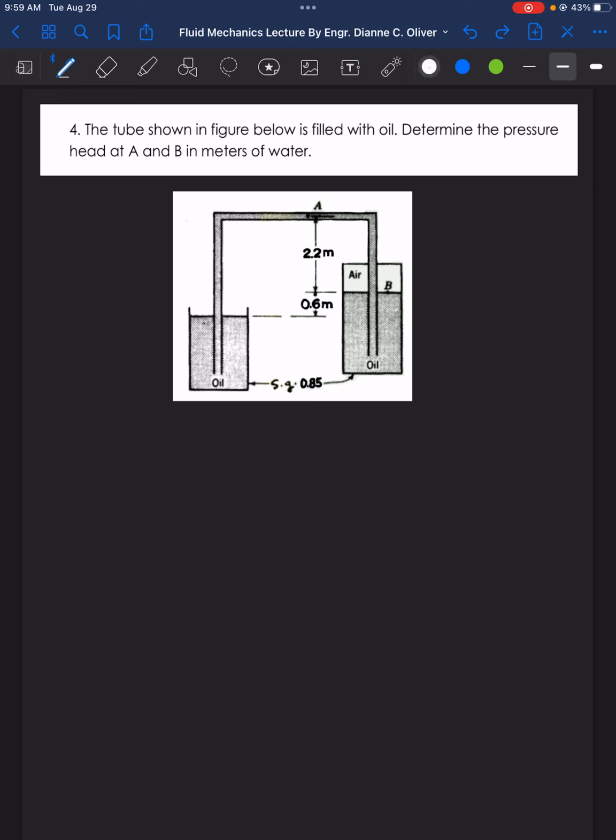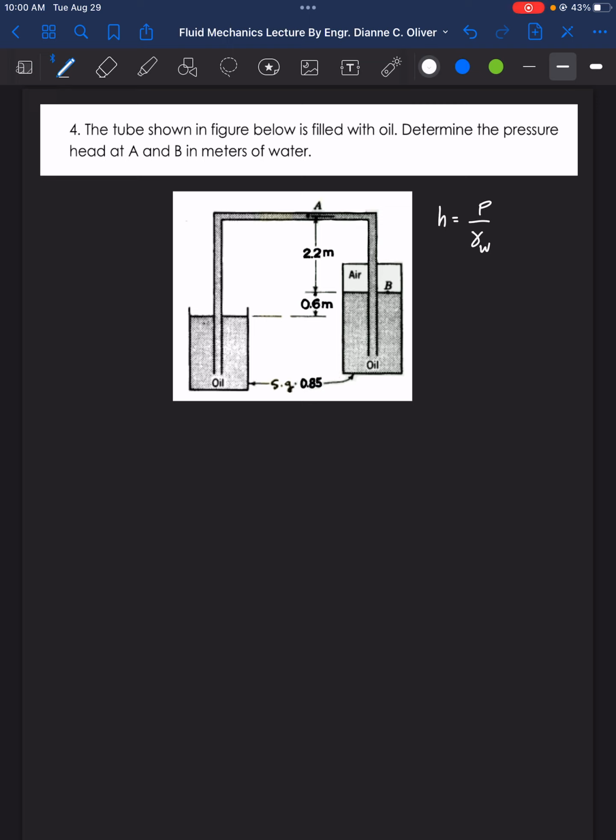So here we're going to use the formula H is equal to the pressure over the gamma of water. Now if it mentions in meters of mercury, therefore H is equal to pressure over unit weight of mercury. So that's the difference. I need you to notice that as well. Take note of that.